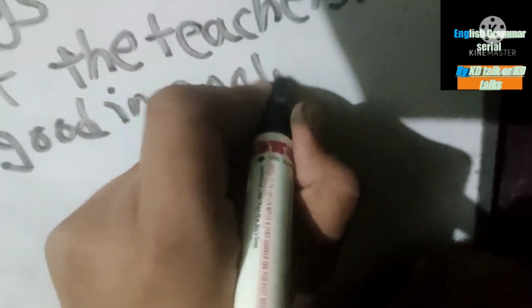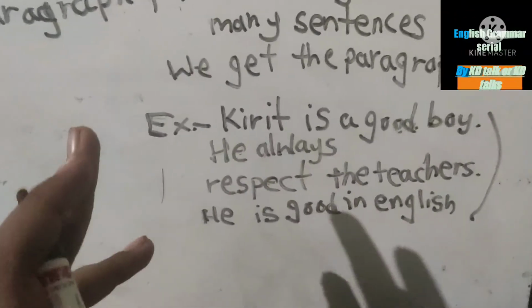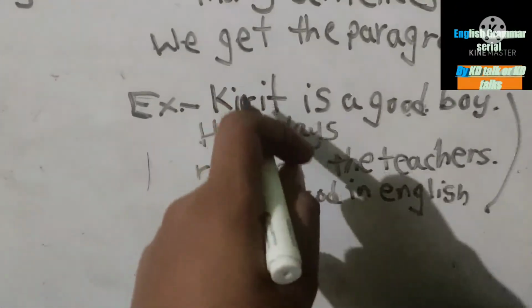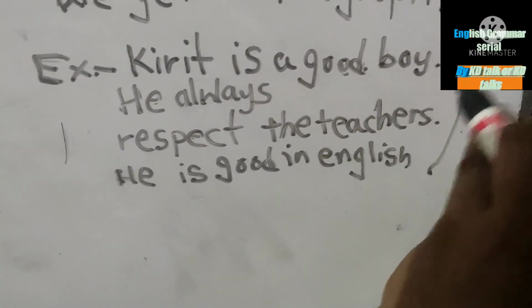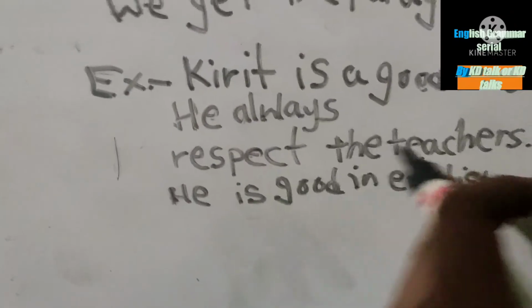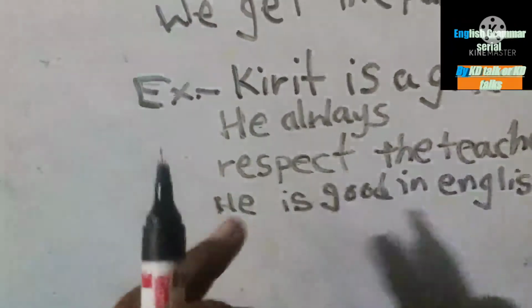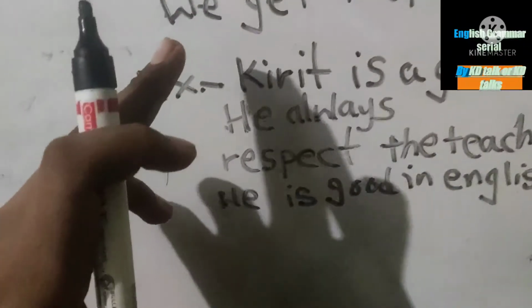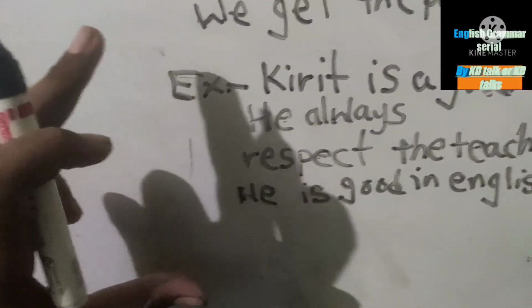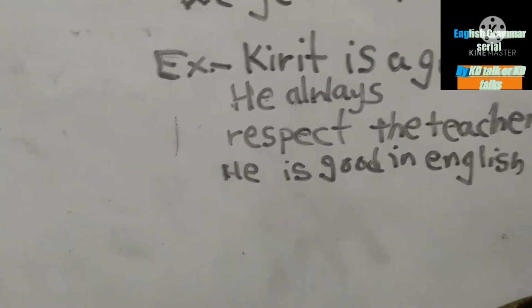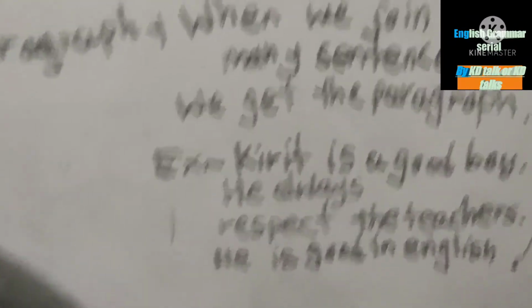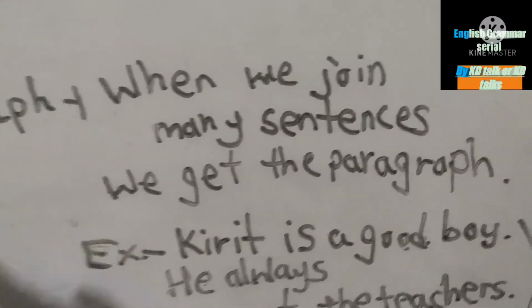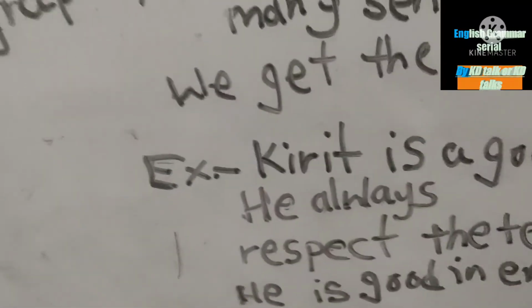So this is one type of a paragraph. As you can see, Kirit is a good boy is one sentence. He always respects the teacher is one sentence. He is good in English is one sentence. And when we join these sentences, we get this paragraph. So therefore, I can tell you that when we join many sentences, we get a paragraph.